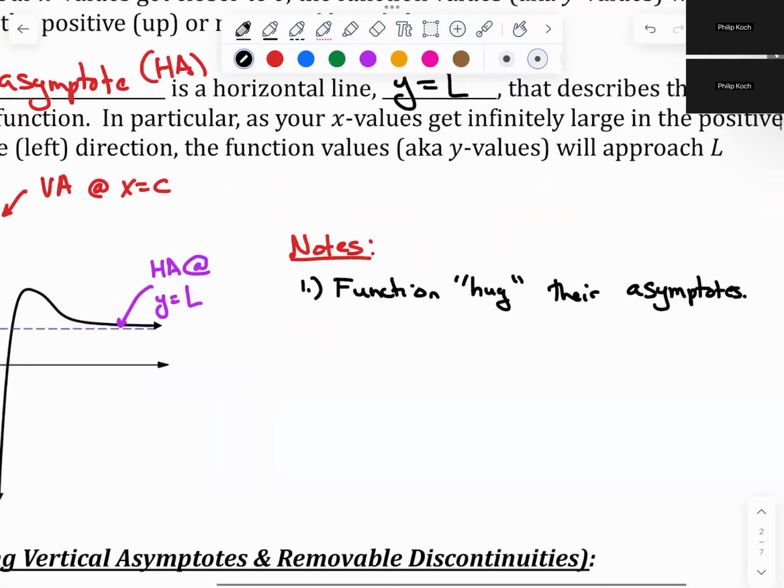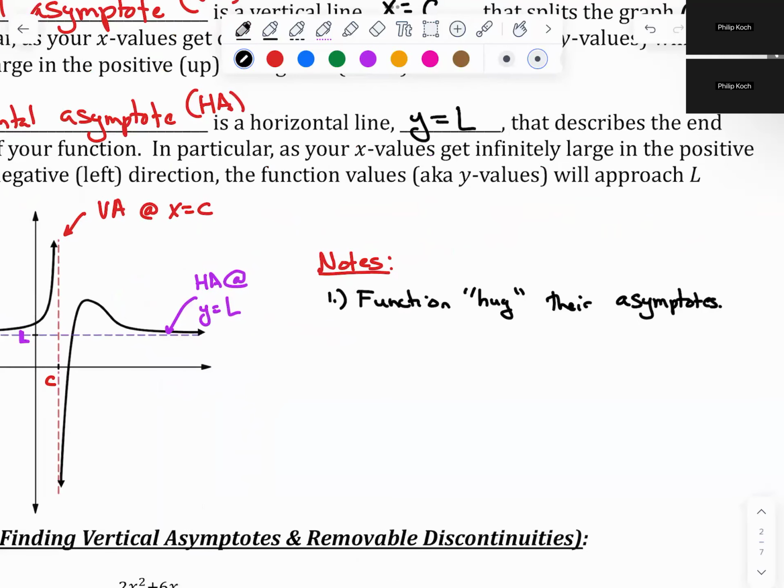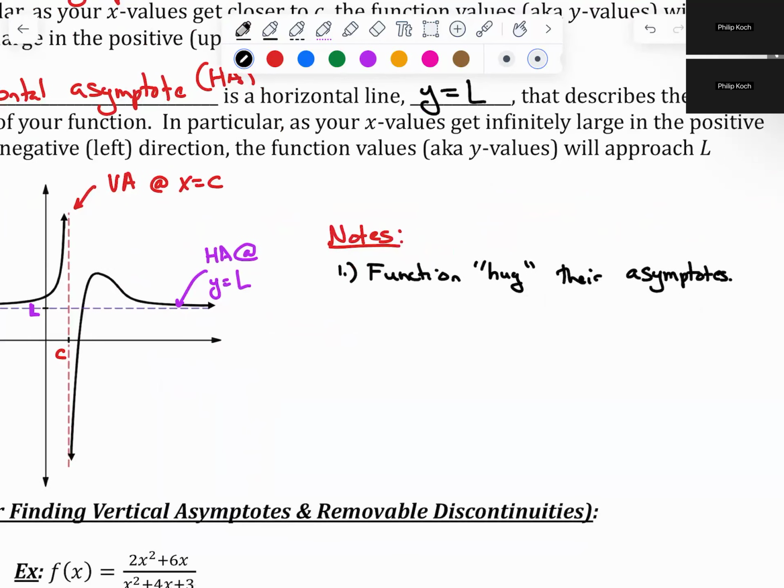The main reason that's going to help us is when we talk about graphing them. When you're graphing them, as you start drawing your graph, it needs to have the intention of getting closer to the asymptotes one way or another.